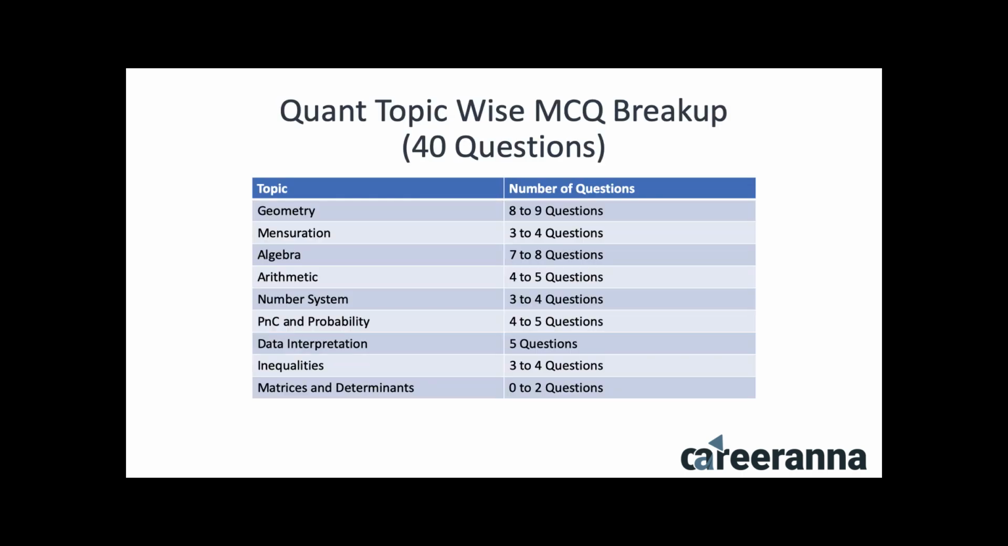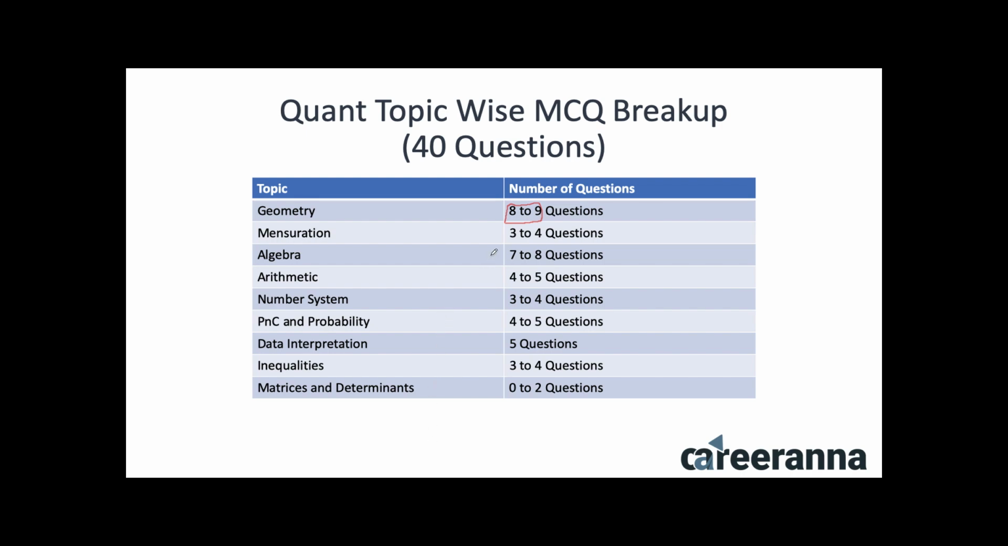Now, as far as the Quant topic-wise breakup for the MCQ section, that is for 40 questions, geometry and mensuration form the highest contribution of questions in the examination. Together they constitute 11 to 13 questions in the exam. So geometry and mensuration are the most important topics. If you see the numbers, geometry is the highest across, and hence that makes geometry the single most important topic of the exam.